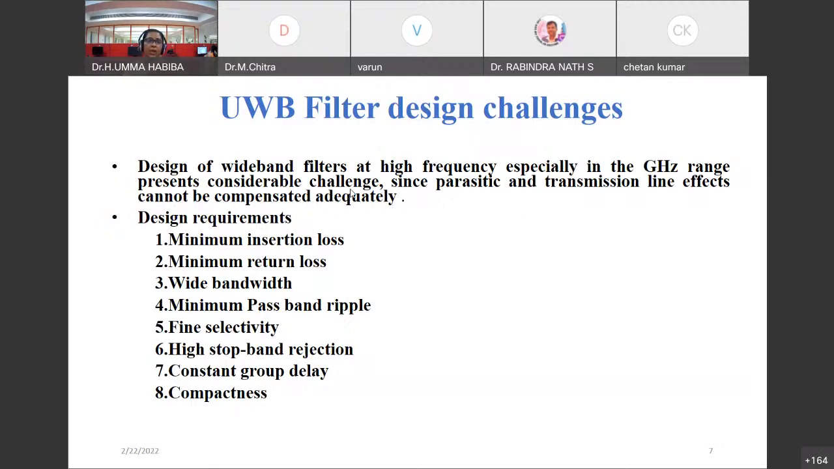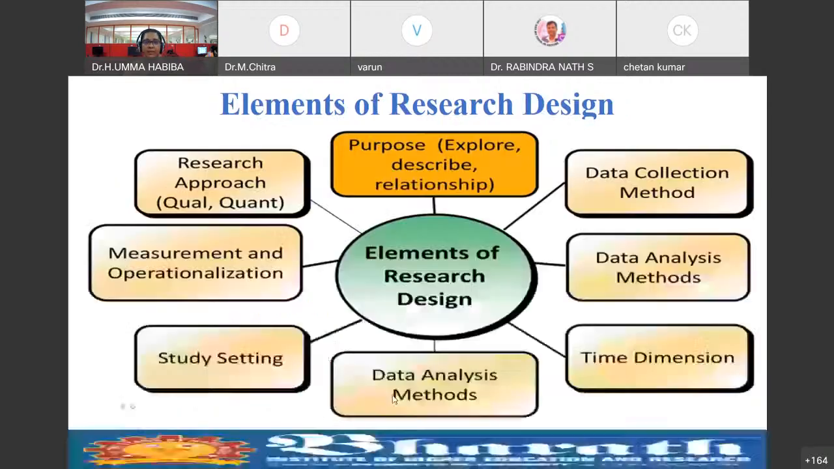So my filter should be a high performance filter so that it should not have any parasitic and transmission line effects. It's a high frequency component, passive component. And the filter performance is analyzed with all these 8 parameters. Like that, I started my design.